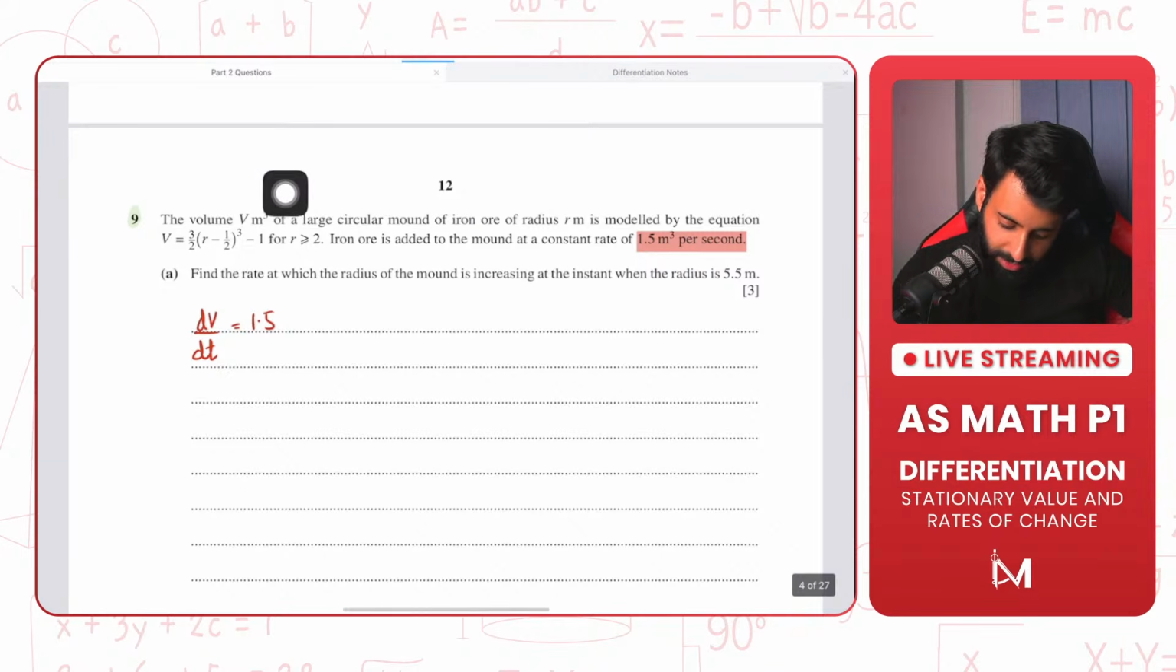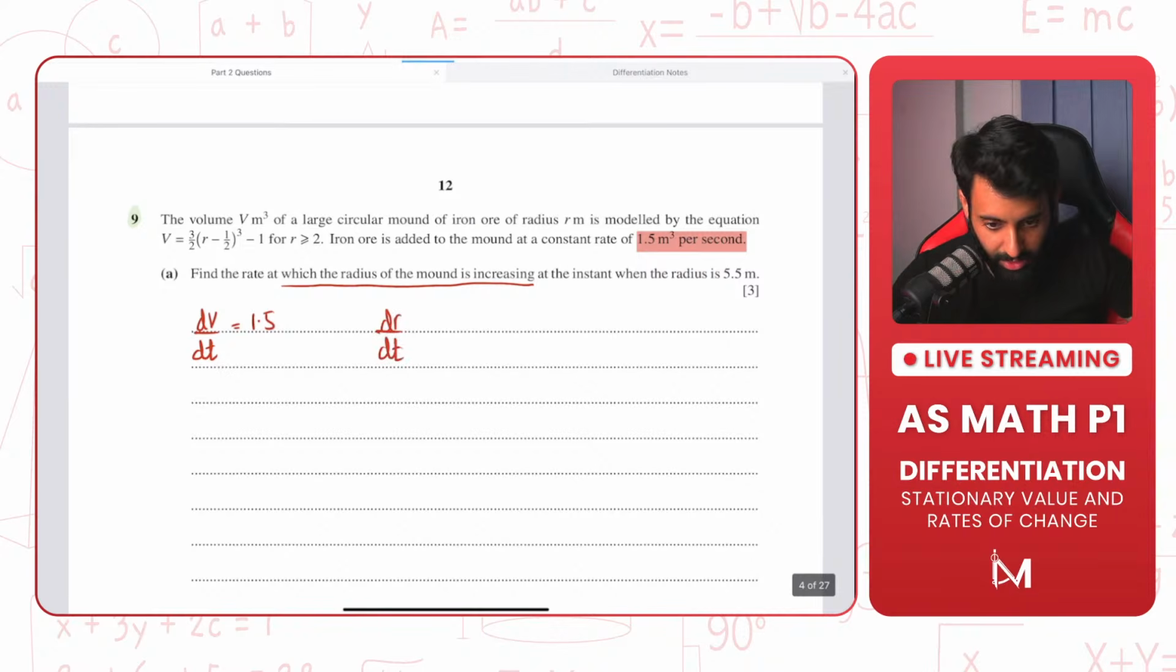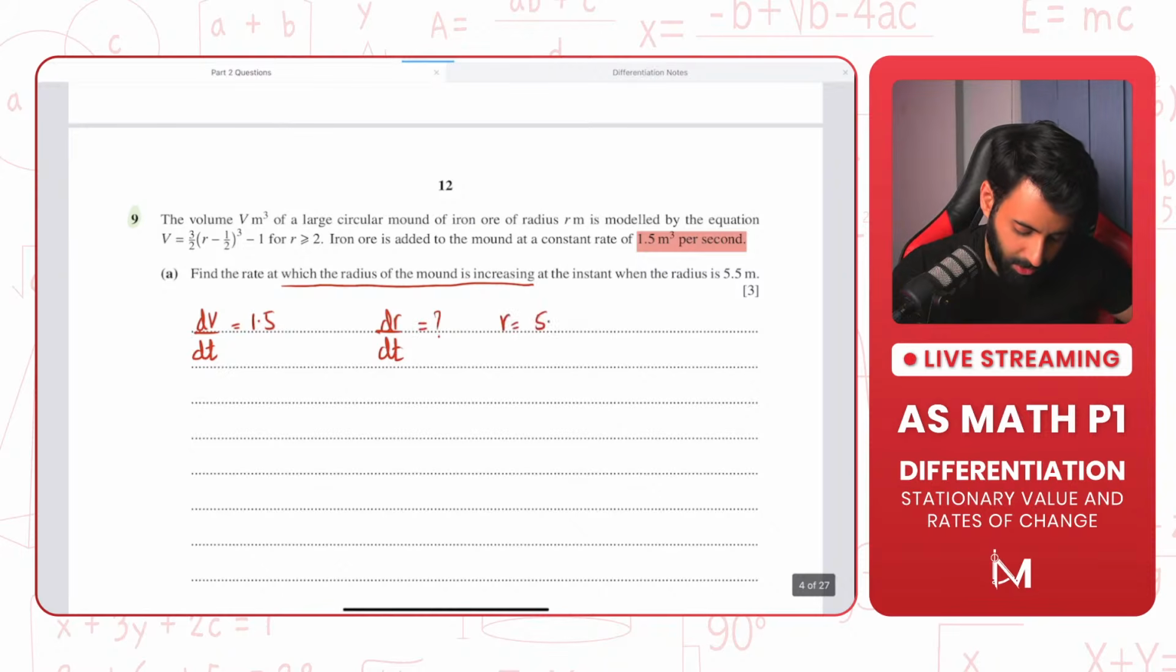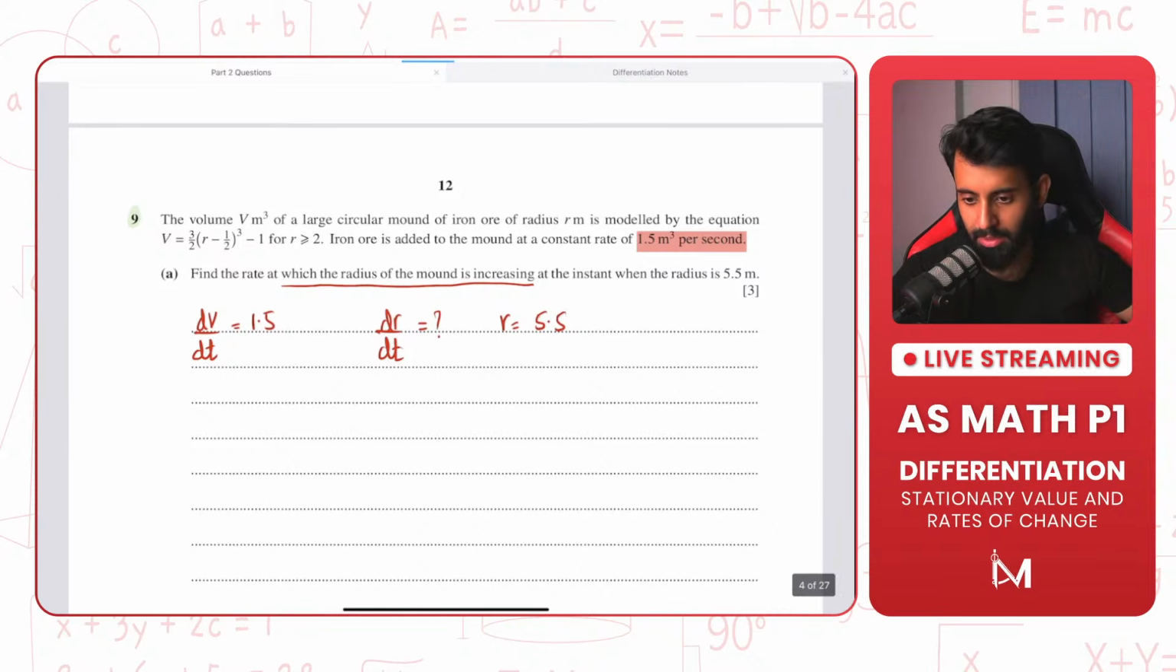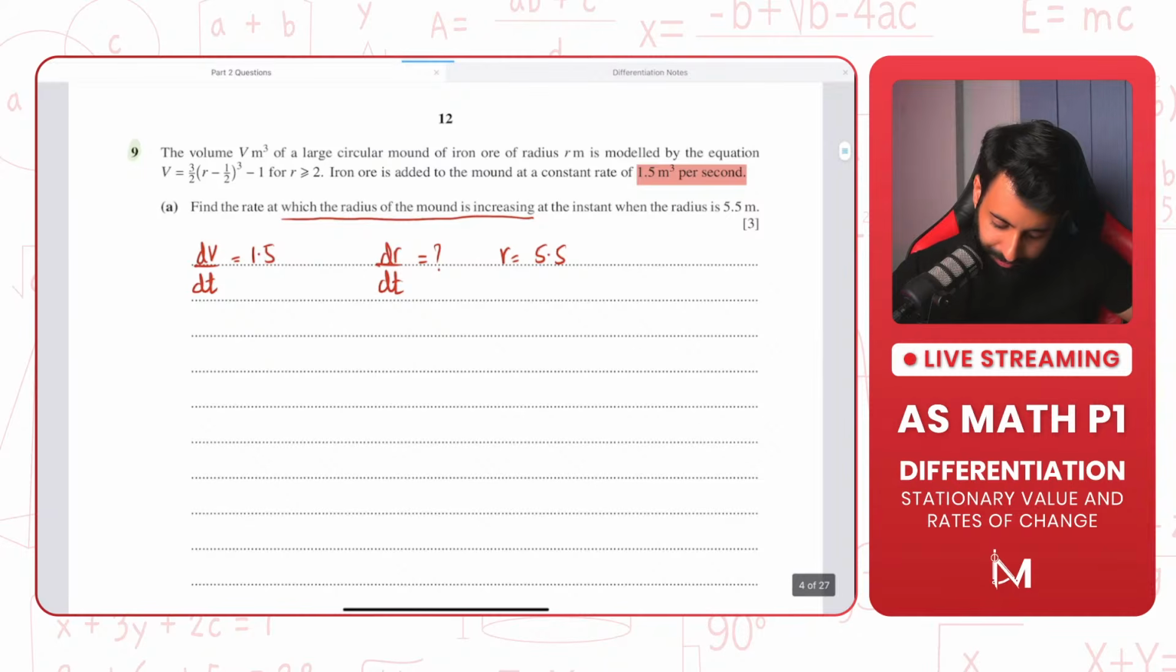Then it says find the rate at which the radius is increasing at the instant when the radius is 5.5. So it's asking us to find the rate of change of radius with respect to time. And when does it want us to do that? When the radius is equal to 5.5. This is how nearly all the questions will be structured.